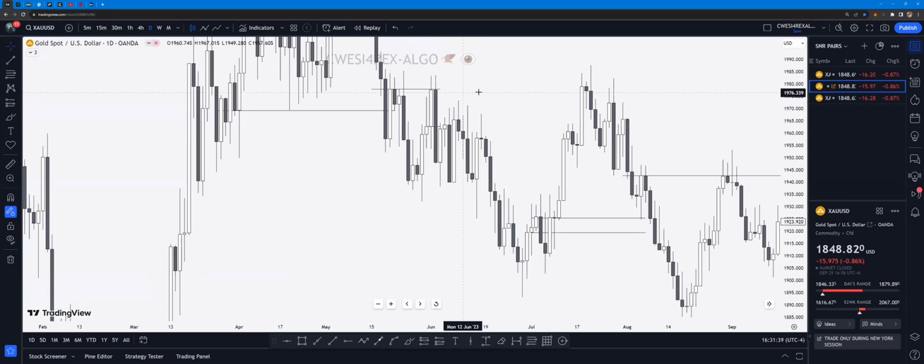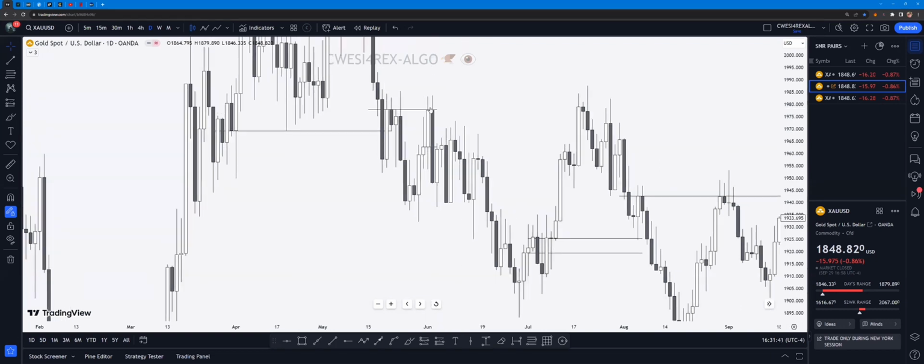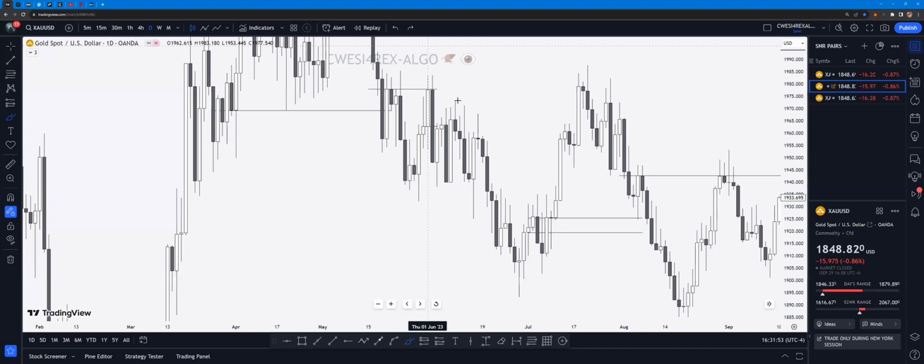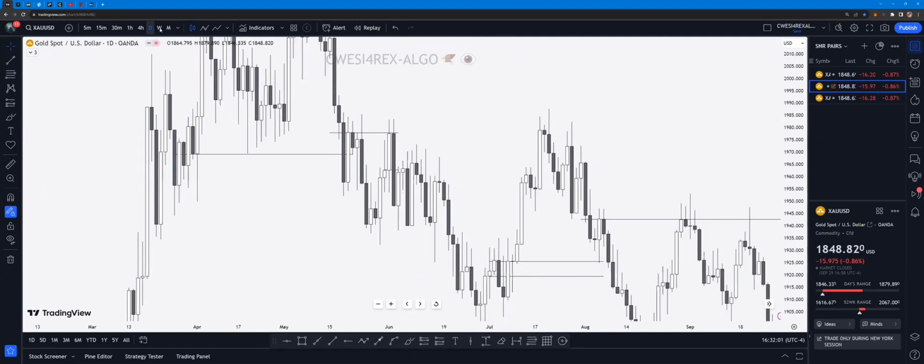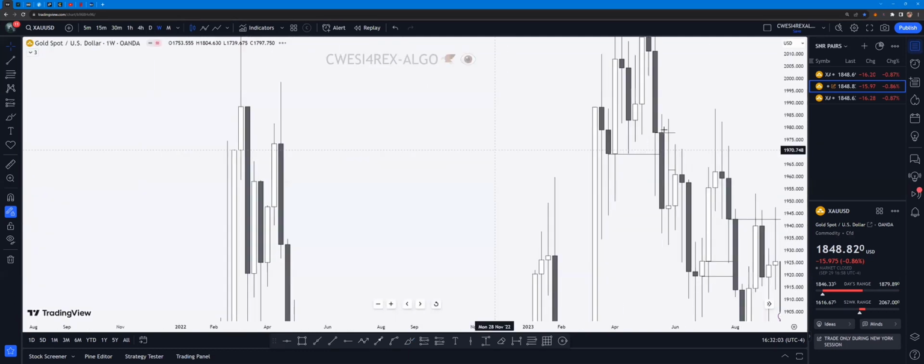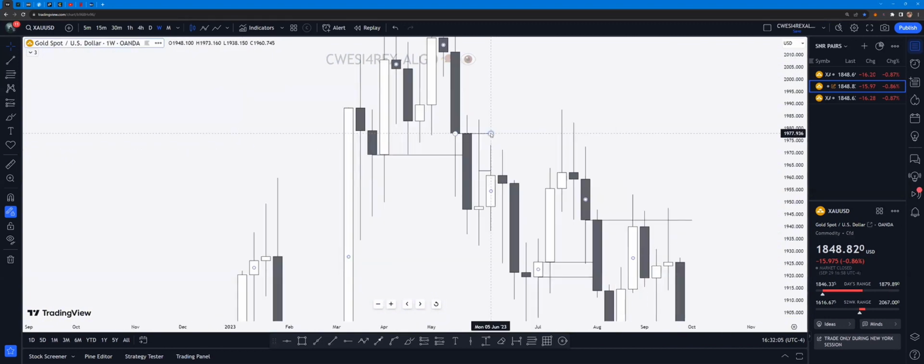So after we have this breakout, what do we look for? We look for pullback, and then we look for entry. You understand? After a breakout, we look for pullback and then our entry over here. So let's look at more. Now let's move to the weekly again. Let's extend it to these ones that we have here.